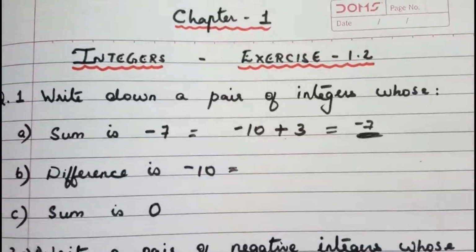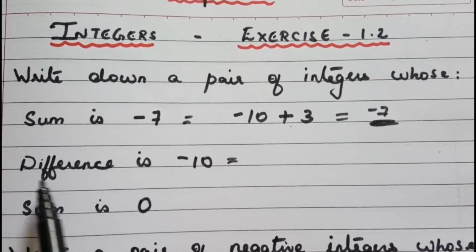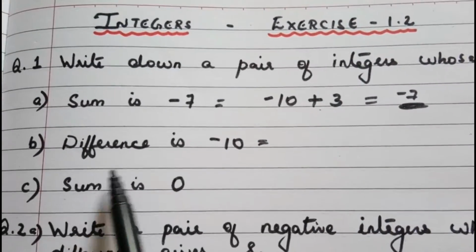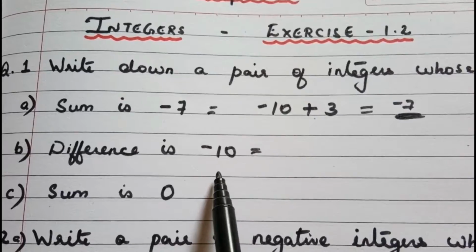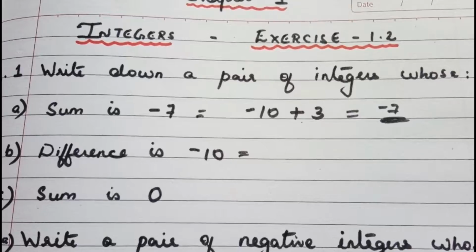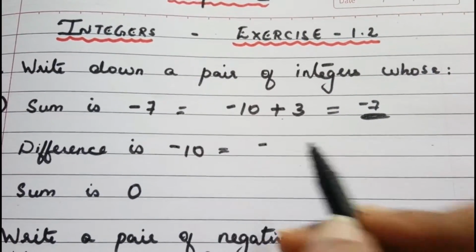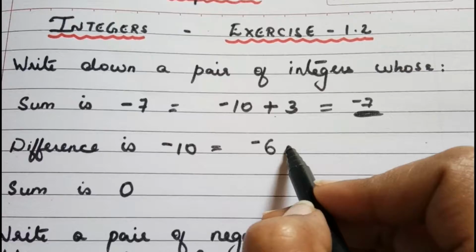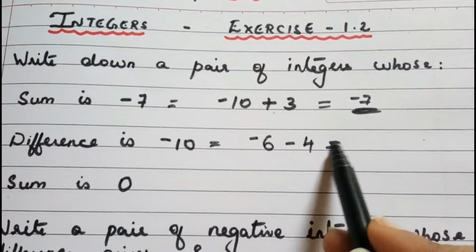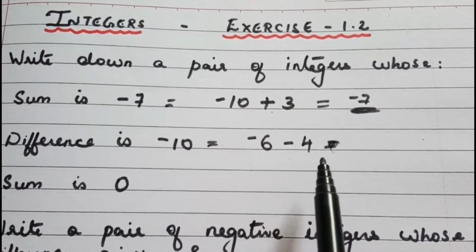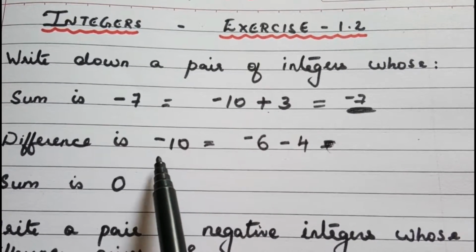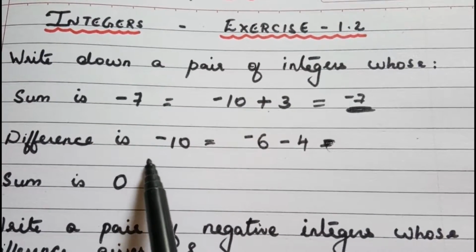The next sub-question which is asked here is, difference is minus 10, which means write down a pair of integers whose difference is minus 10. So difference means subtraction. So what would be the case? Considering this, we can say it is minus 6 minus 4. Got it? Minus 6 minus 4. Now why minus 6 minus 4? The difference. So of course we need to subtract. Okay? And we need to get the answer as minus 10.